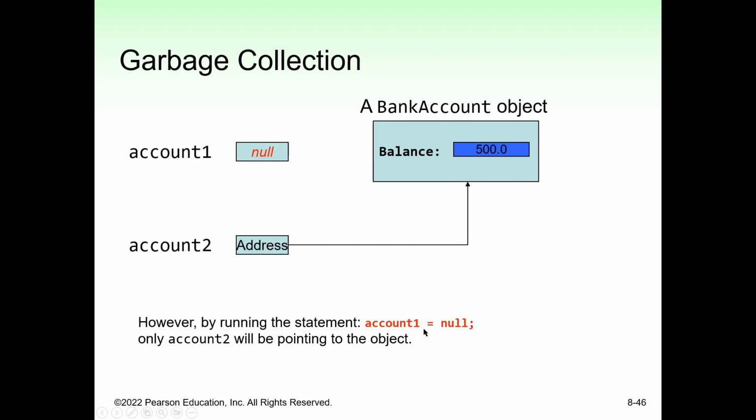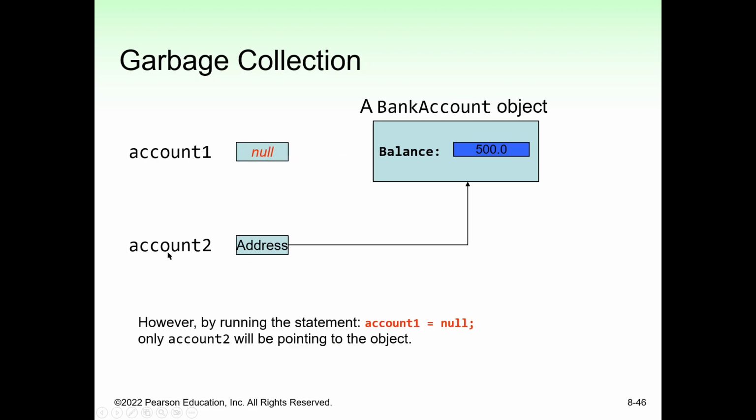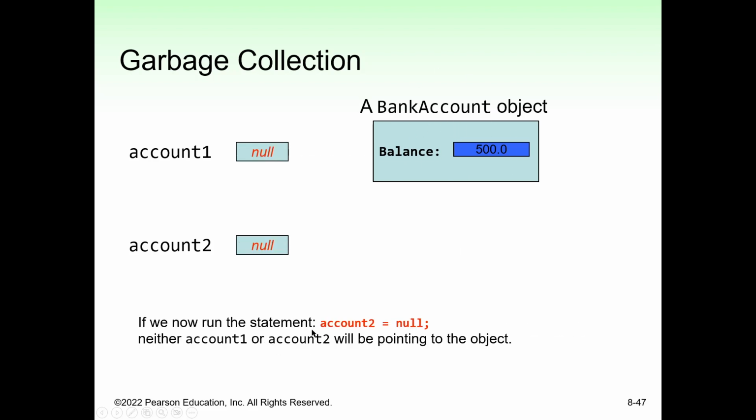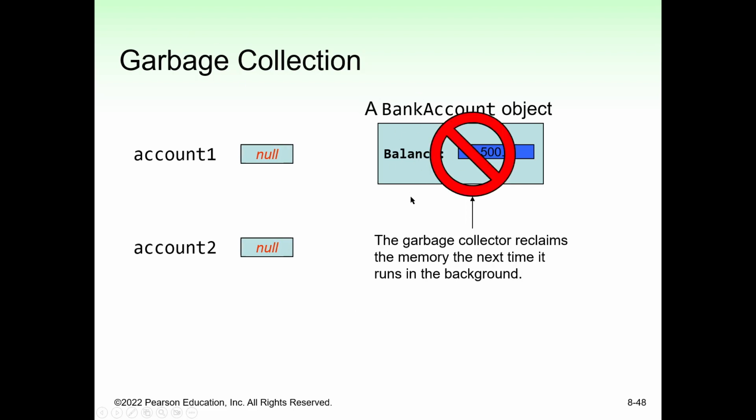However, if you run the statement account1 equals null, this assignment right here, this pointer, is going to disappear. So only account2 will be left pointing to this object. If you run the statement account2 equals null, then nothing will be pointing to that object at all, not account1 or account2. And since there will not be any valid reference to this object, this object is going to be available for your garbage collector to reclaim. So this memory is going to be reclaimed, and this object will cease to exist.